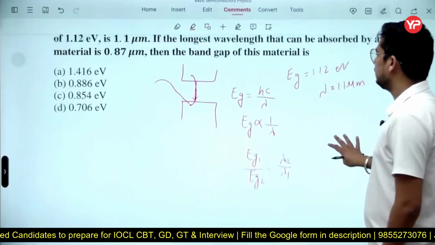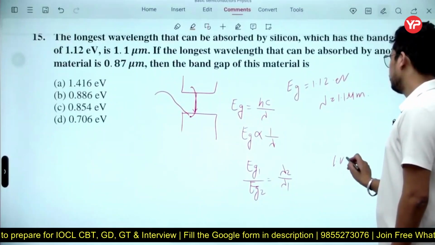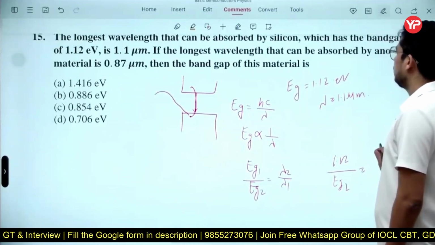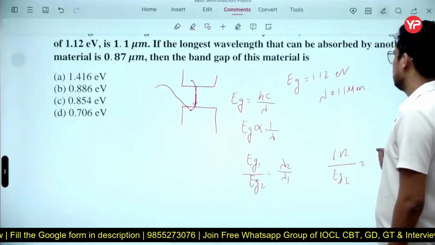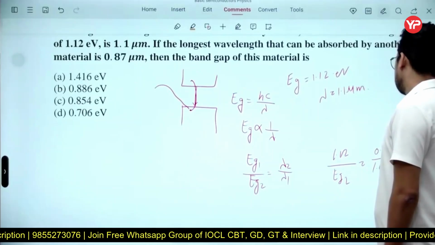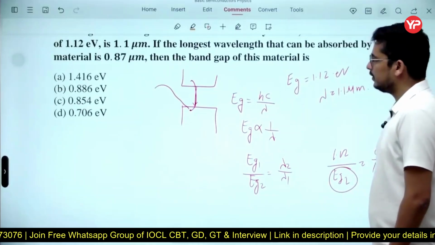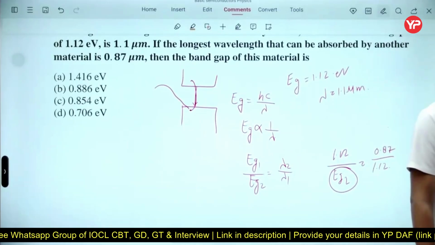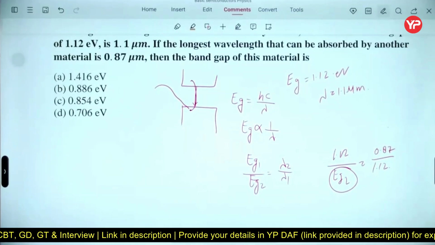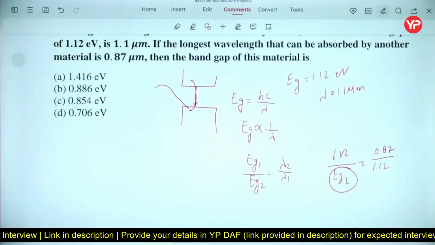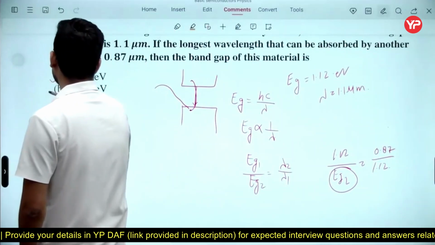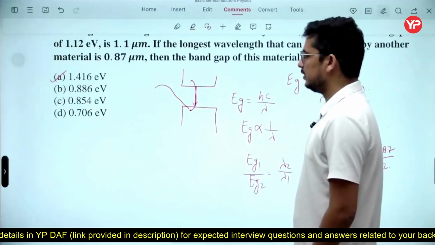Right, so directly we will replace the values: 1.12 divided by Eg2 equals lambda 2 divided by lambda 1. We have to calculate Eg2. Lambda 2, the wavelength, is 0.87 divided by 1.12. So from that we will calculate the Eg2. The Eg2 will be equal to 1.425, right? From this relation, Eg2 is 1.416, something like that. So answer is A, right?